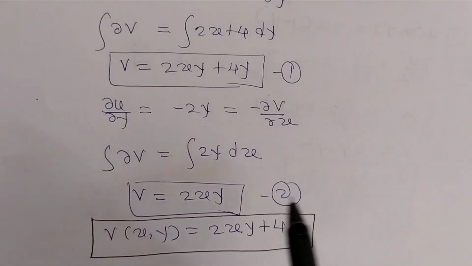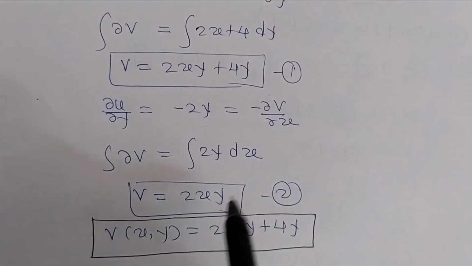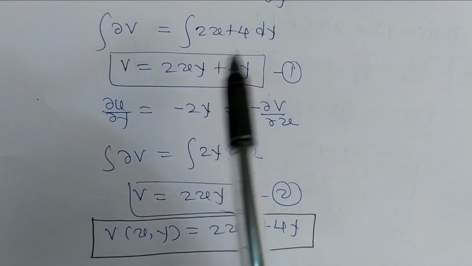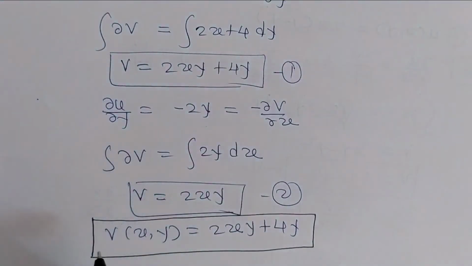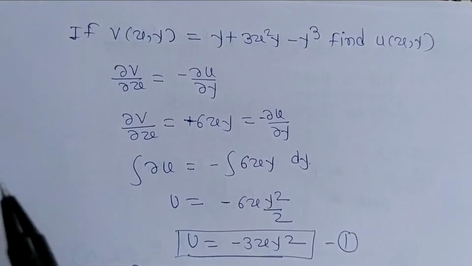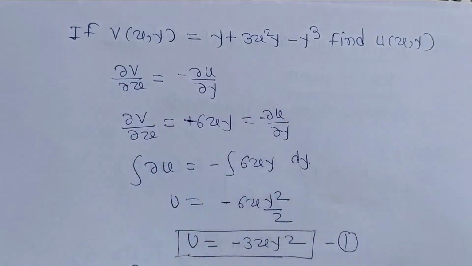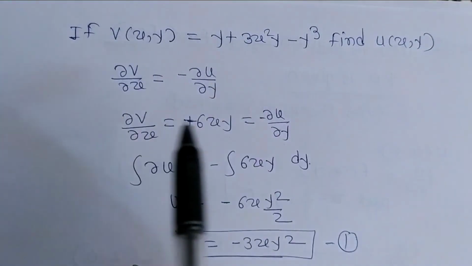This is equation number 2, but 2xy is repeated in equation 1 and equation 2, so we take it only once. So v is equal to 2xy once, plus 4y. This is the value of v when we are given the value of u. Second, when we are given v of xy and we have to find u of xy, then how do we find it?